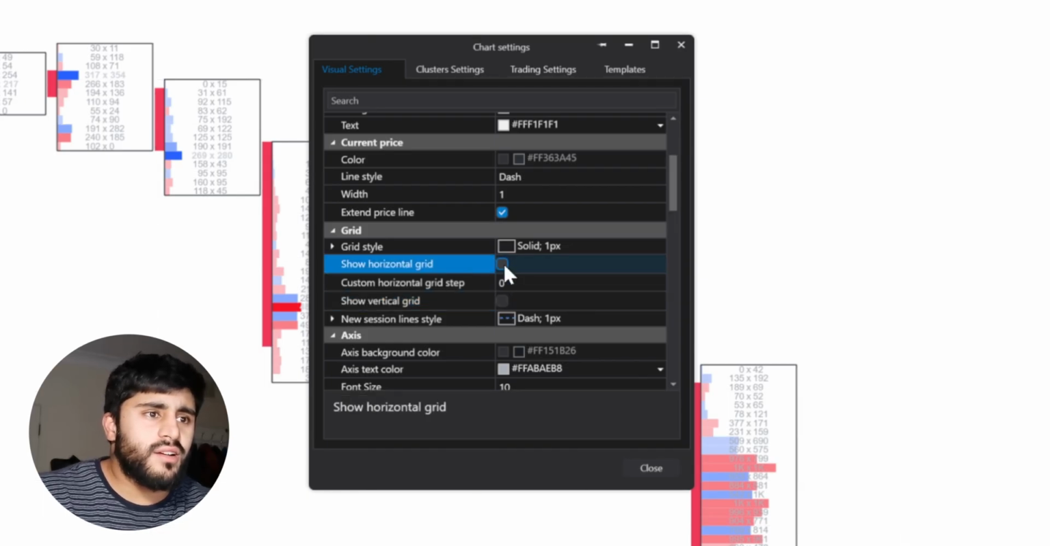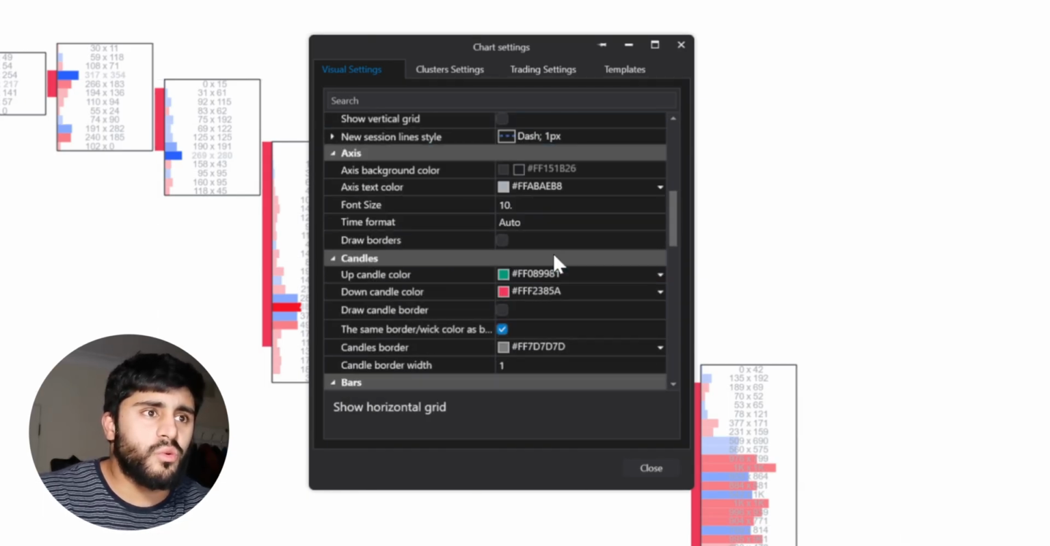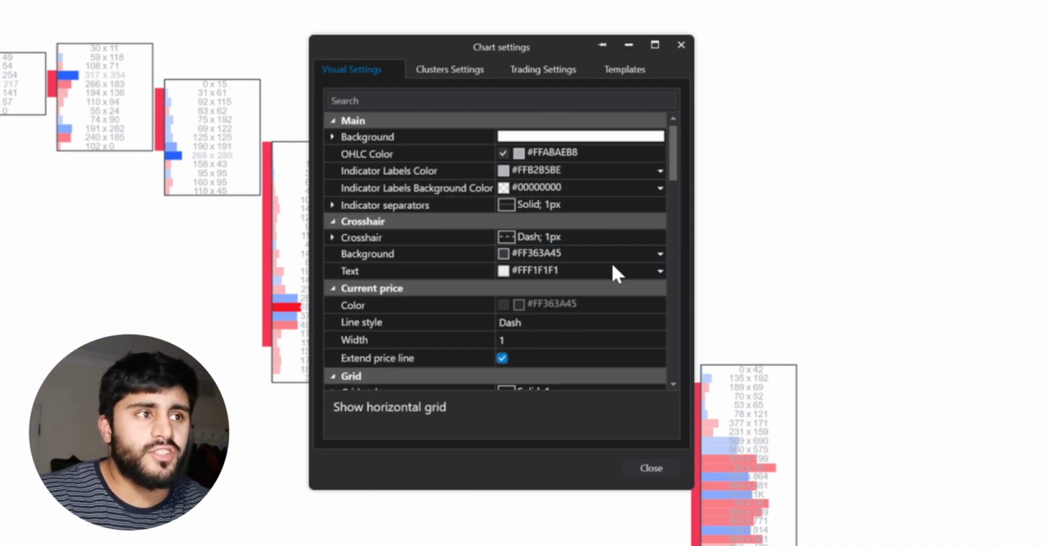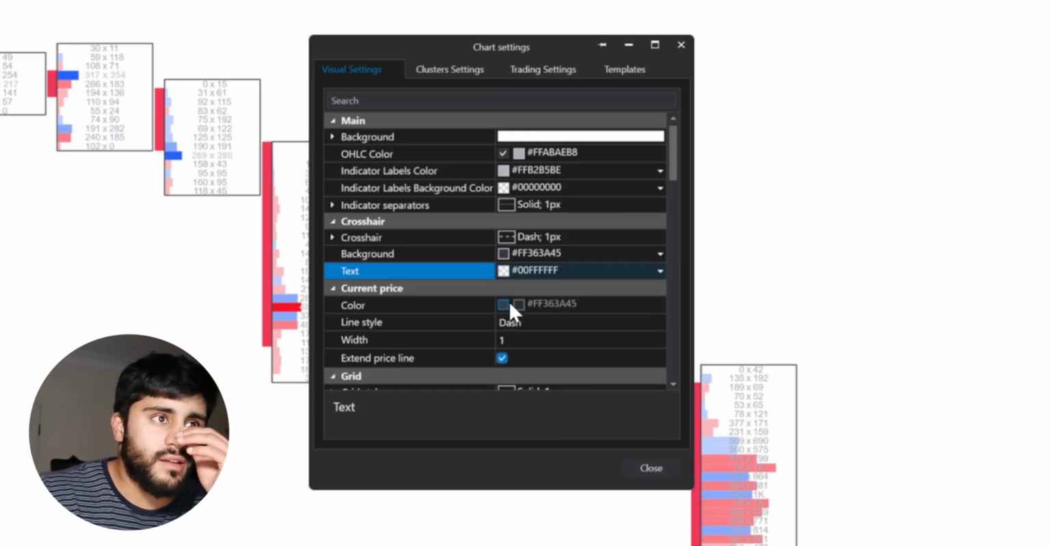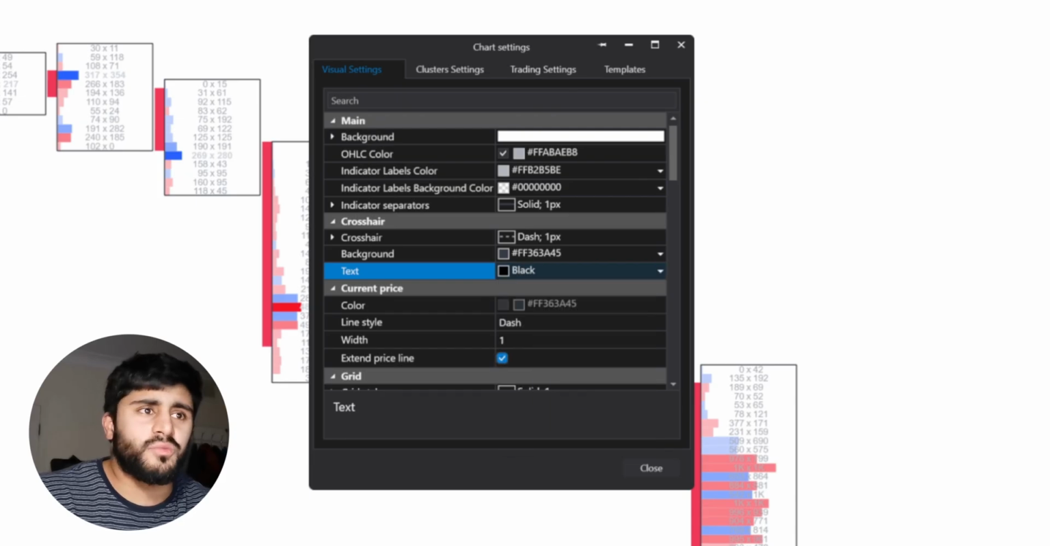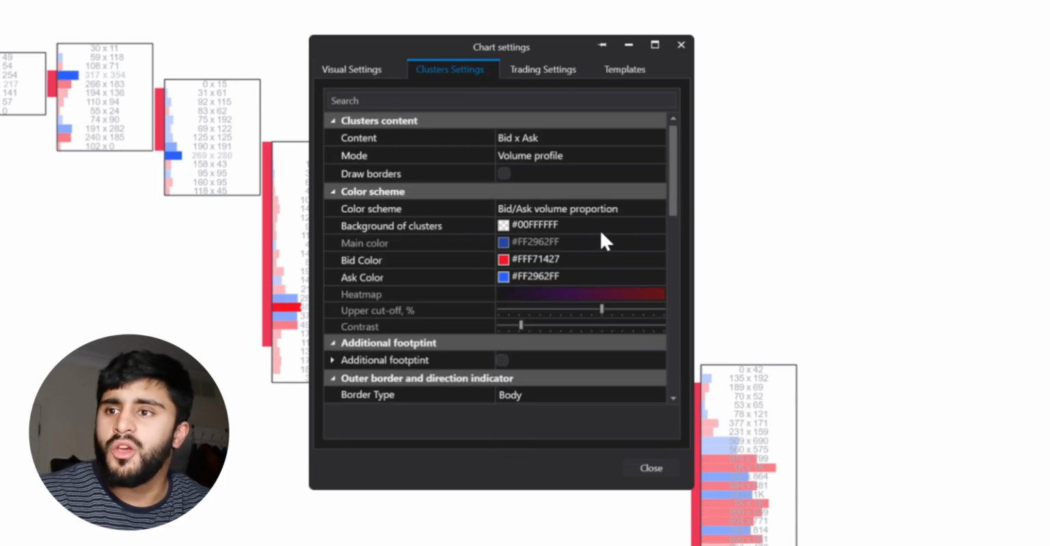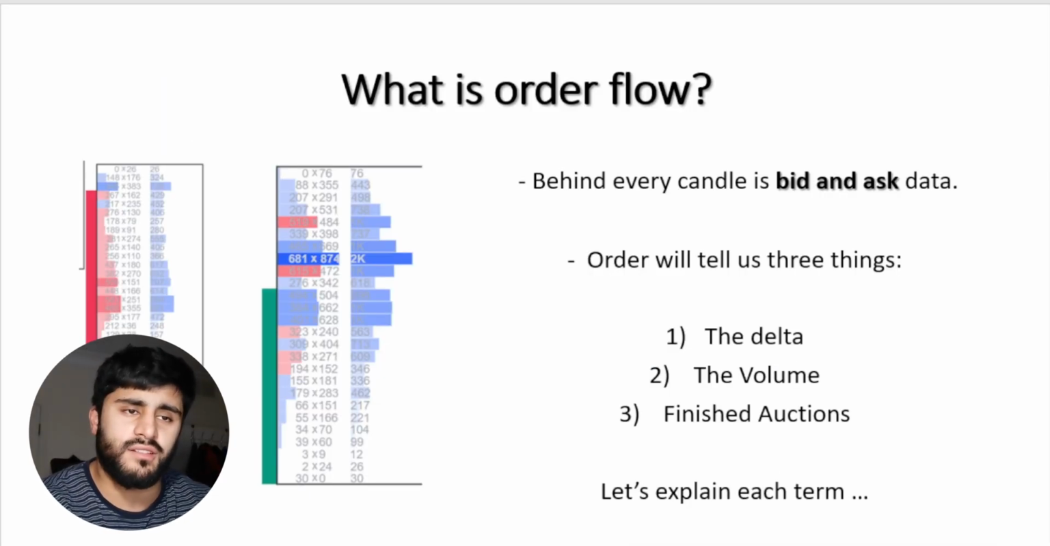Now we'll skip over to what we call cluster settings. Quickly before we move on, let's change the text color to black. That should be better. Now we go to the cluster settings, which is the main bread and butter of order flow. Order flow gives us the bid and ask data. Last lesson we learned that every candle has bid and ask data. The bid represents aggressive selling.